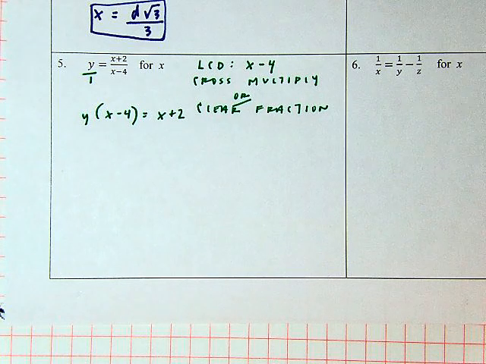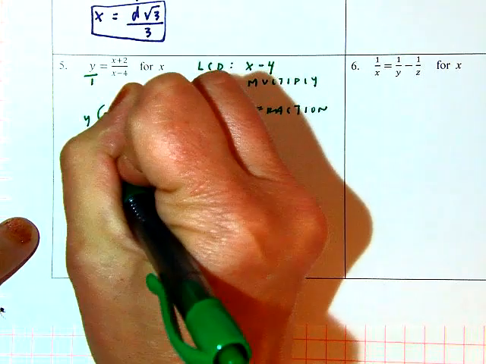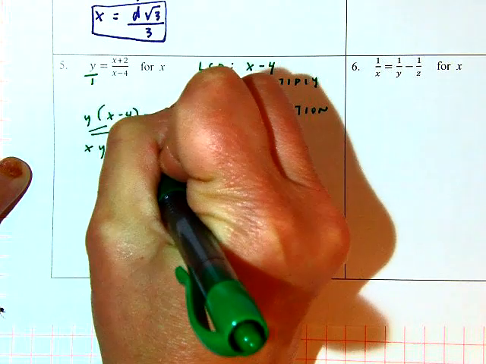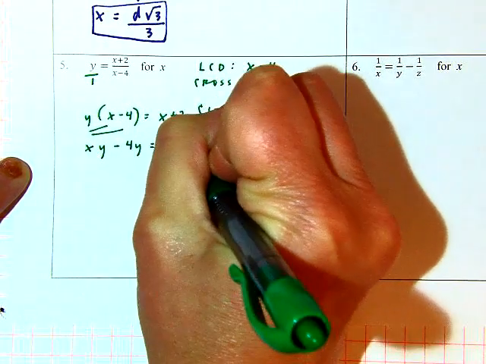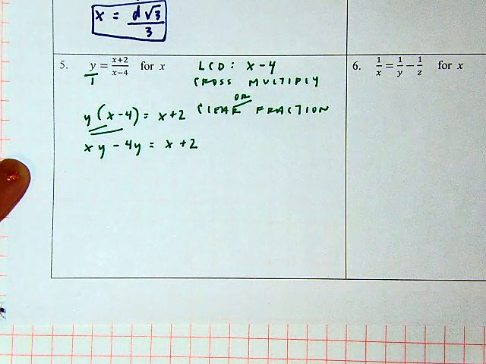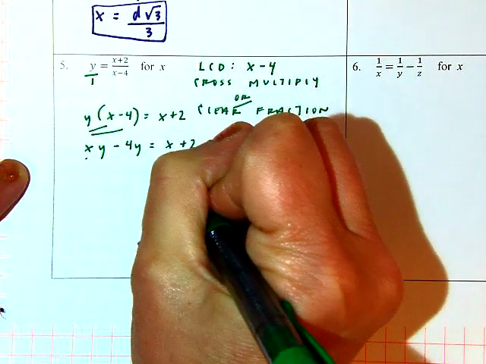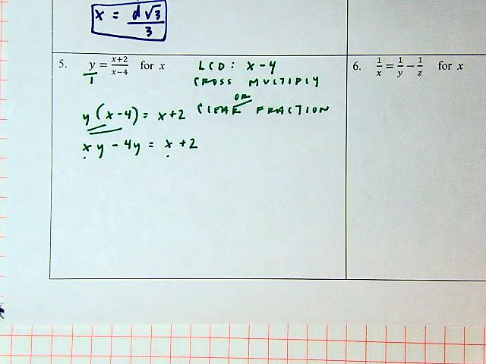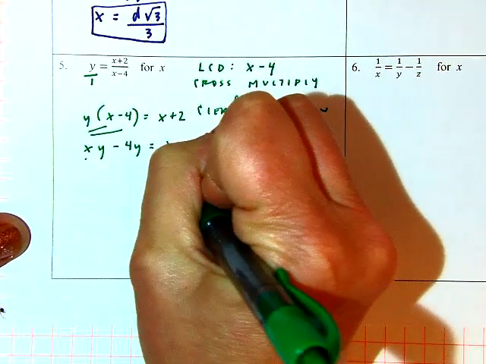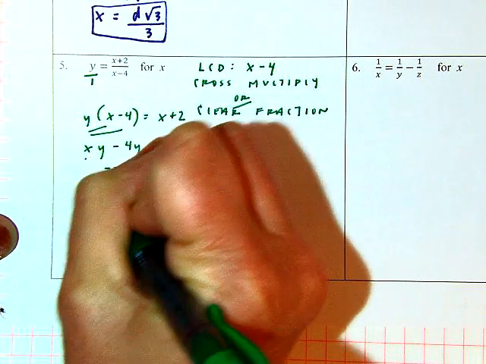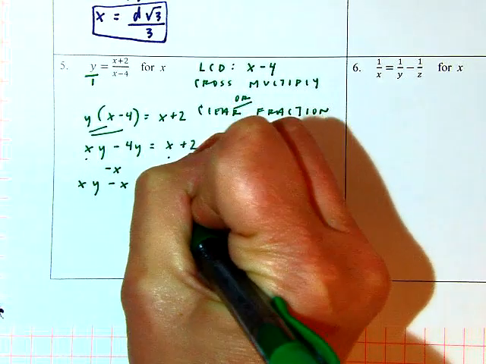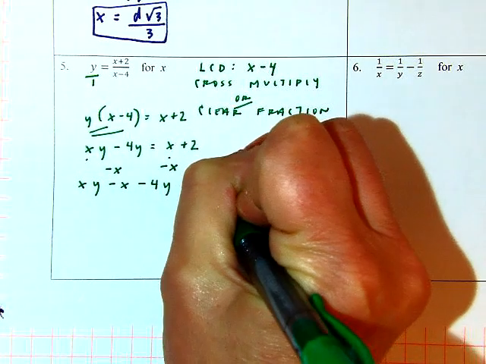Okay, from here I'm going to distribute the y. So I have x times y minus 4y equals x plus 2. All right, keep in mind what I'm trying to solve for. I'm trying to solve for x. I have x here, I have an x here. So I want to keep those x's on the same side of my equation. So I'm going to subtract x from both sides. So now xy minus x minus 4y equals 2.